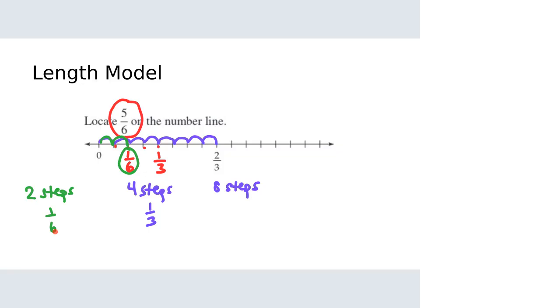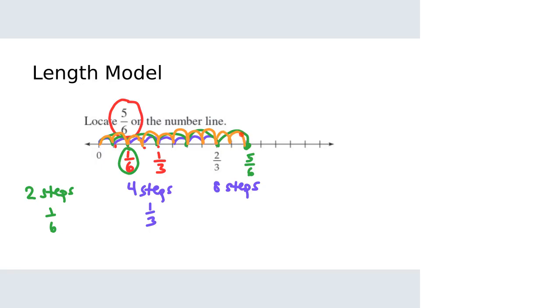Well, I want to go 5/6. So I'm just going to do 2 steps 5 times. So there's 1, 2, 3, 4, 5. And then this is where 5/6 has to be. And if you wanted to count that differently than I did, if you wanted to go, for example, okay, 1/6, 2/6, 3/6, 4/6, 5/6, then that's fine too.